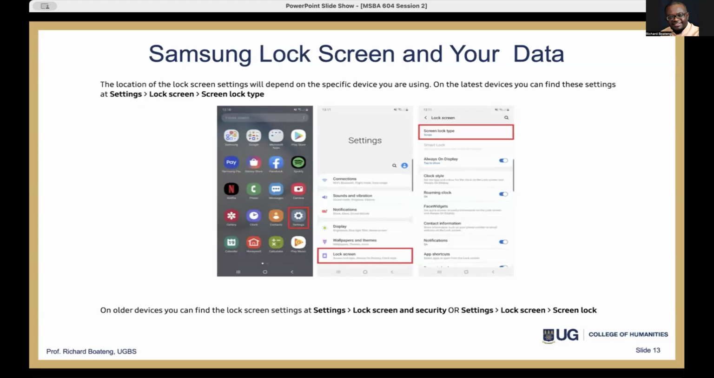Now, on older devices, you find it under settings, lock screen, and security, or settings, lock screen, and then screen lock. So it has covered almost all the different devices and how you can locate your lock screen or your screen lock functionality. Then it gives you a visual representation of those steps. So you see that procedure goes a little bit of a step ahead to actually guide your compliance. It guides you in the steps that you're supposed to follow. So that's why you see how procedures work.